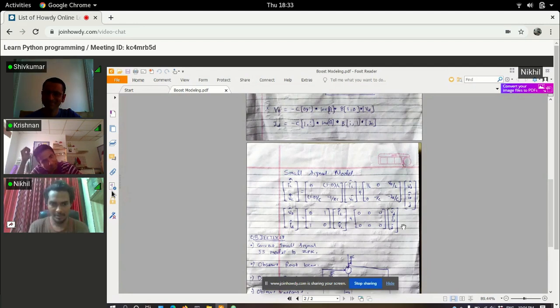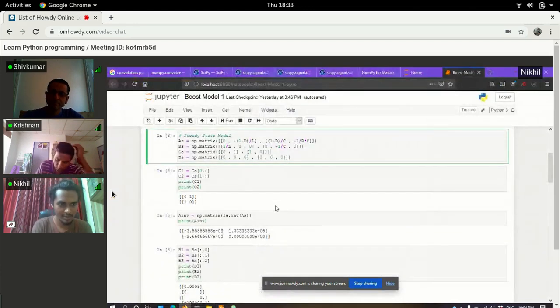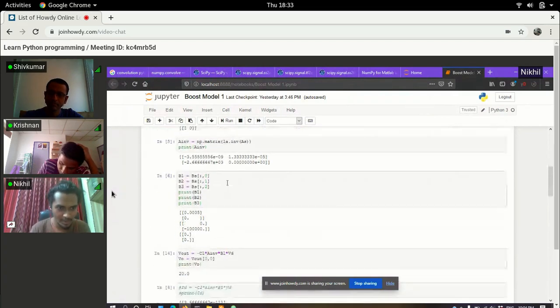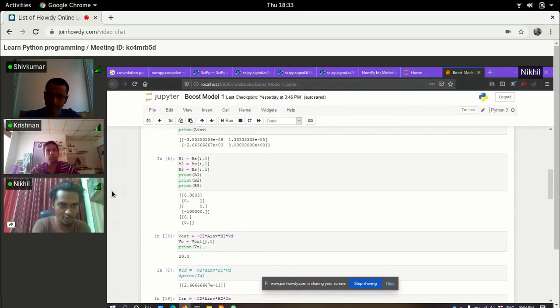Okay. So let's first see what I have done. Then we will discuss what modifications we have to do. Yeah. Okay. Sure. See this input number 4. We have C1 and C2. Because using C1 we are calculating this V out or VO. It is minus C1 into inverse of A inverse into V1, which is the first column of the B matrix.